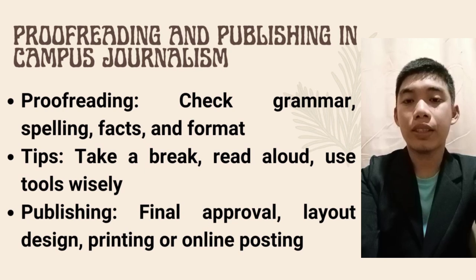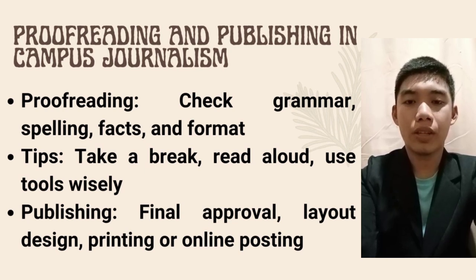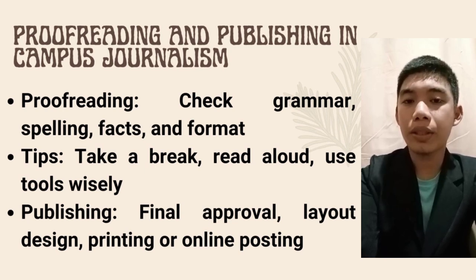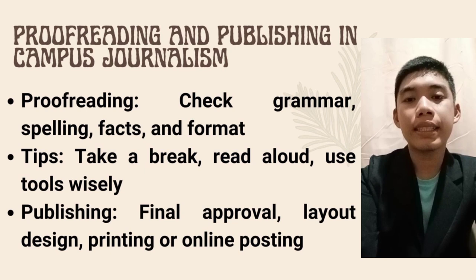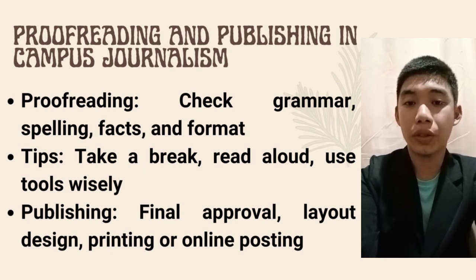So now, since we're done talking about proofreading, let's move on to publishing. Publishing is the stage where the article is finalized and released for public reading. In campus journalism, this process involves three major steps. The first one is the article must get final approval from the editors. Who are the editors? Editors ensure that the story meets the publication standards for truthfulness, fairness, and quality.